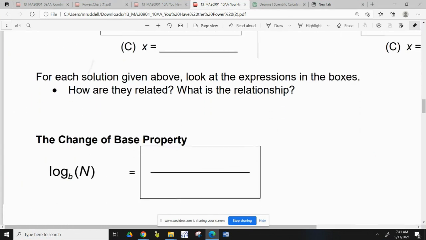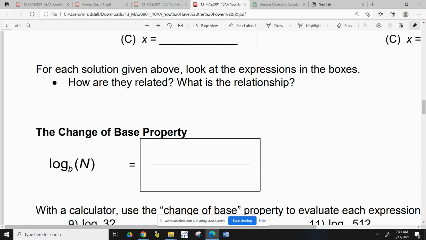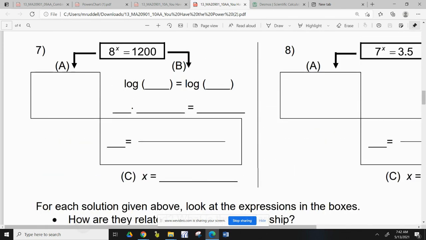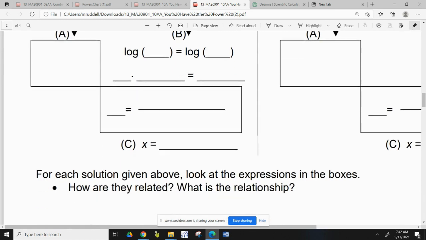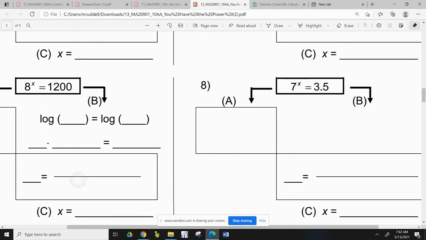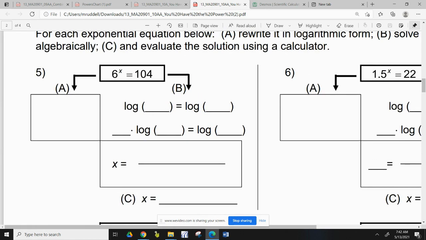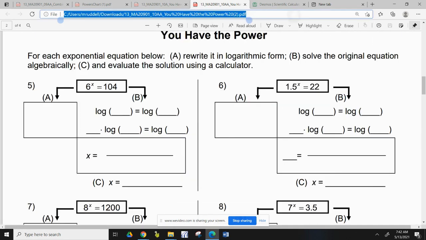It says for each solution given above, look at the expressions in the boxes. How are they related? They all have a variable in the exponent. You're always going to divide by the one that has the base in it. Log 1200 divided by log 8. Log 3.5 divided by log 7. We're dividing by the one that's the base. Log 104 divided by log 6. Log 22 divided by log 1.5.